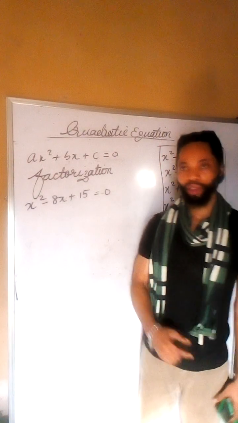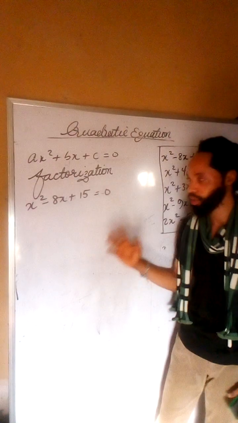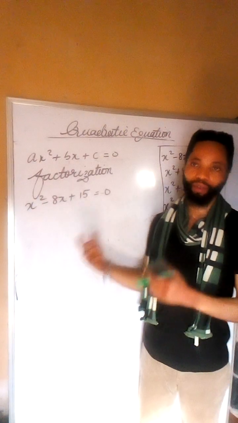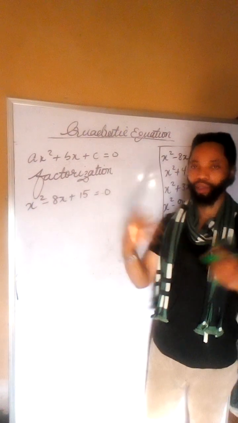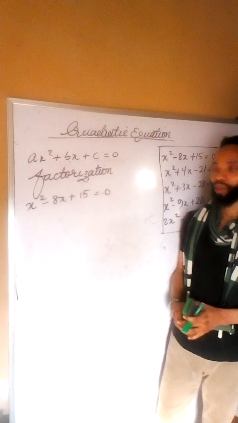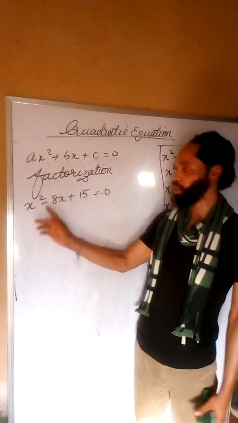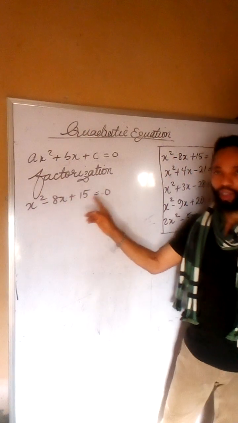Okay, today we'll be discussing quadratic equations, and the first thing we want to get to is factorization: how to factor a quadratic equation and thereafter get our solution, that's the roots. So let's get on with this question. We have x squared minus 8x plus 15 equals 0.